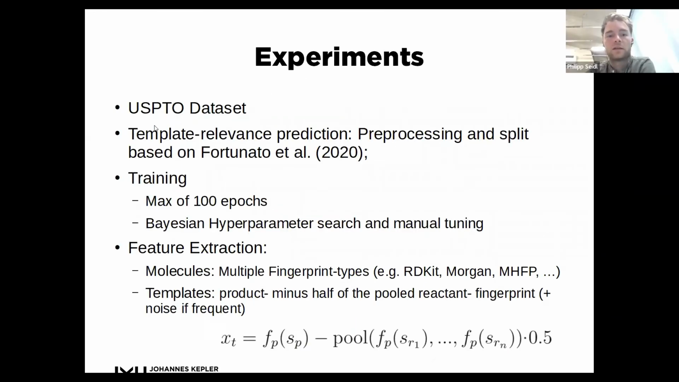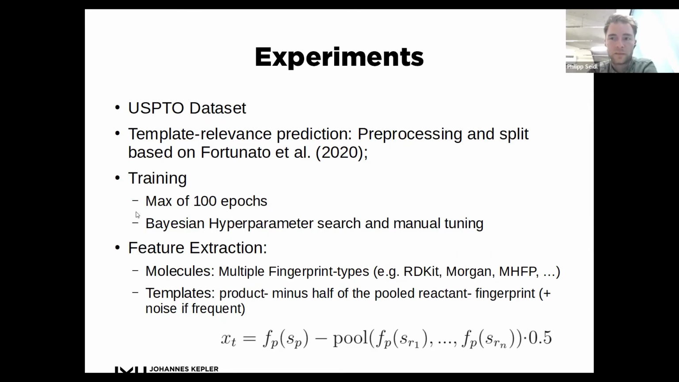Okay, so how did we design the experiment? There is a huge distinction between template relevance prediction, which I will talk about later. We first of all took the USPTO dataset, because it is publicly available, and this makes our results reproducible. We also shared code, so people should be able to reproduce our results. For the template relevance prediction, which is one of the tasks, we used pre-processing and split based on Fortunato, because this is the approach we compare against in this setting.